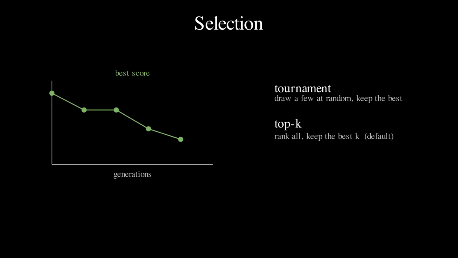Tournament selection draws a handful of candidates at random and keeps the best of them. The size of that draw tunes the pressure, larger for aggression, smaller to preserve diversity. Top K simply ranks everyone and keeps the best K. That is the simple default.